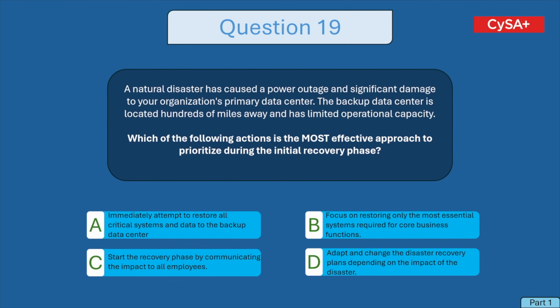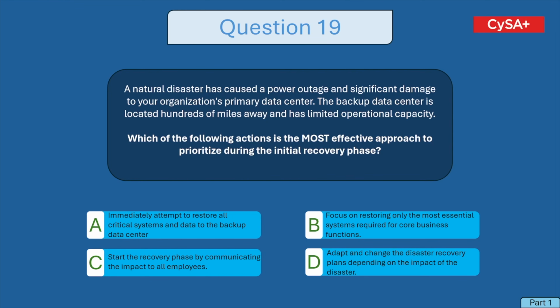Question 19. A natural disaster has caused a power outage and significant damage to your organization's primary data center. The backup center is located hundreds of miles away and has limited operational capacity. Which of the following actions is the most effective approach to prioritize during the initial recovery phase?